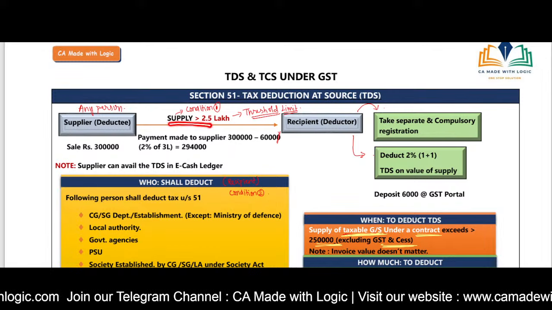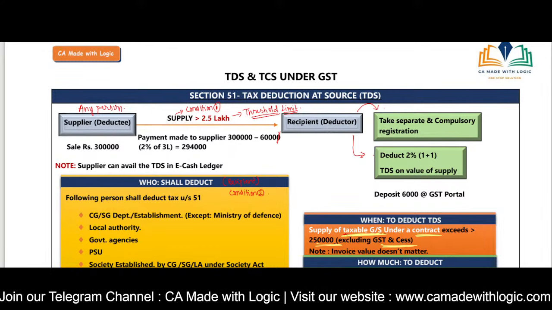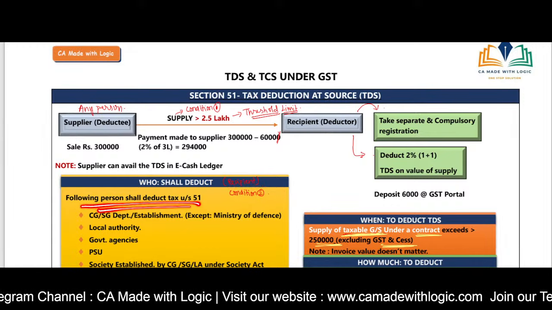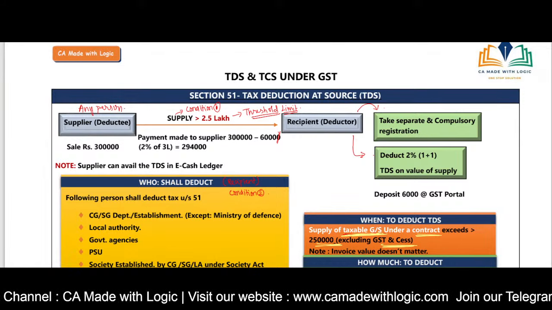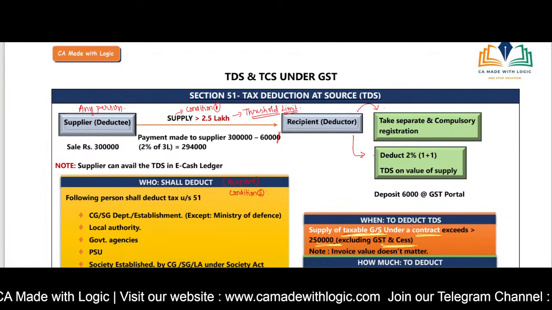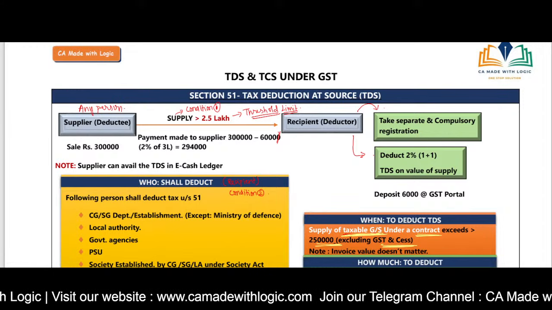One is that the supply has to be greater than 2.5 lakh rupees. Another is that the recipient has to be a specified recipient. Who all are the specified recipients, we will discuss later on. First, let us try to understand with an example so that you will get a lot of clarity.